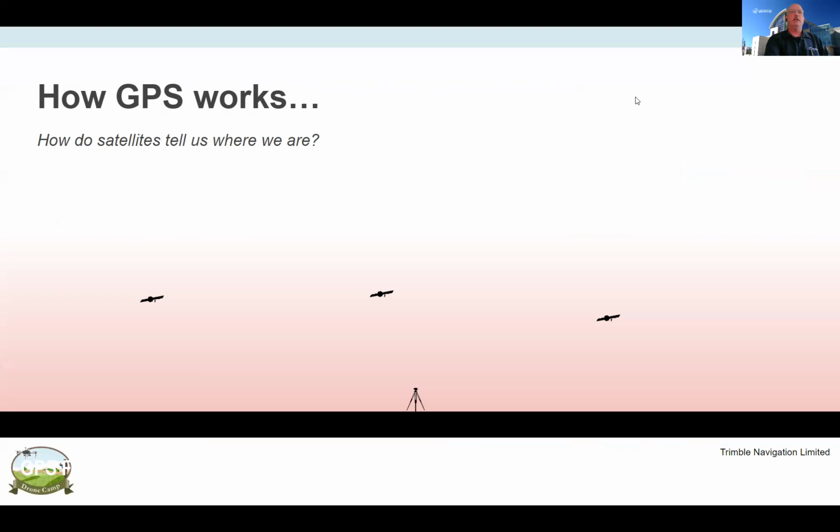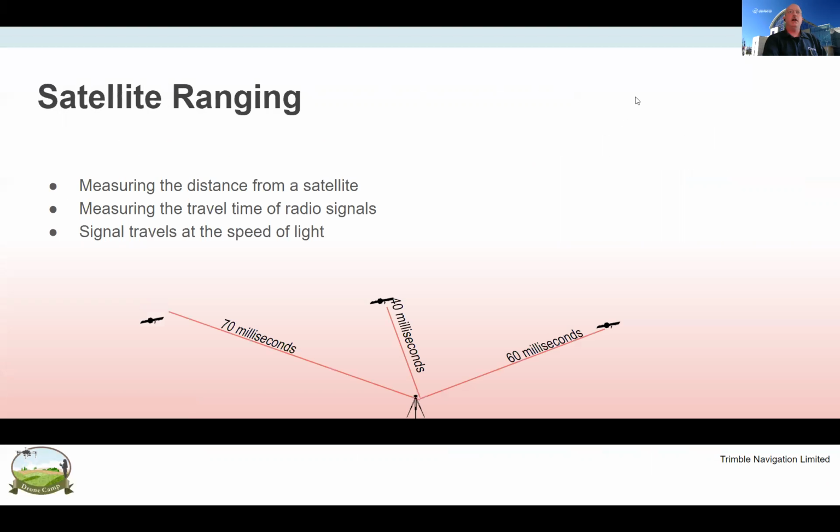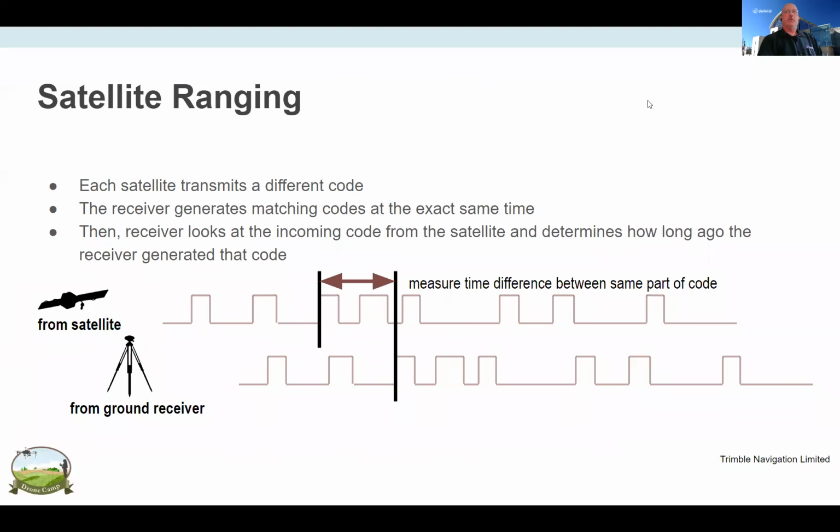So how does it work? How do the satellites tell us where we are? We've got someone on the ground and we've got satellites overhead in the sky. And basically it works with ranging. The unit on the ground finds the distance between itself and the satellites that it can receive signals from. The signals are radio signals. They're traveling at the speed of light. And so using the speed of light, we're able to tell how far away we are. The way that actually works is pretty neat.